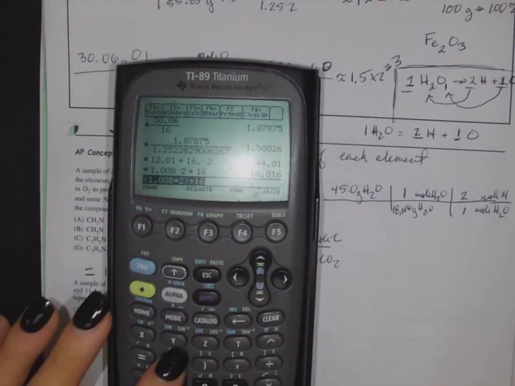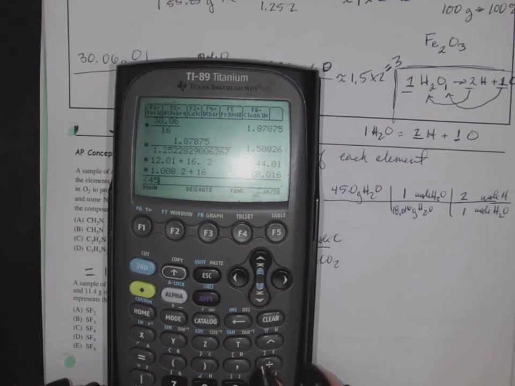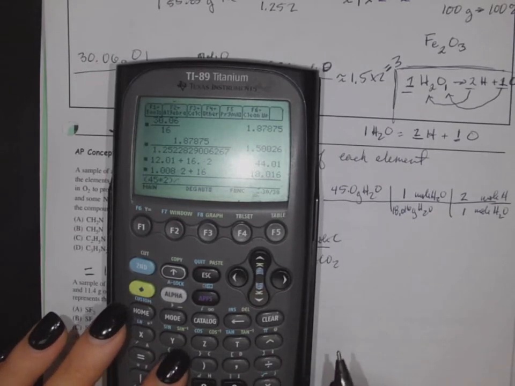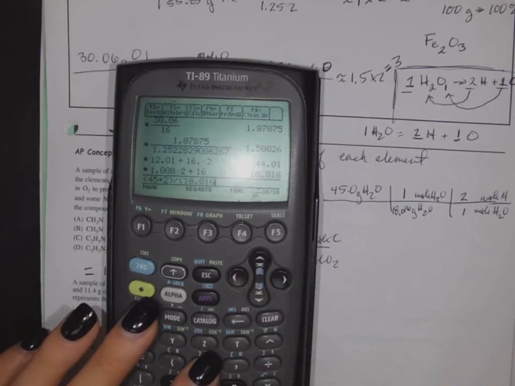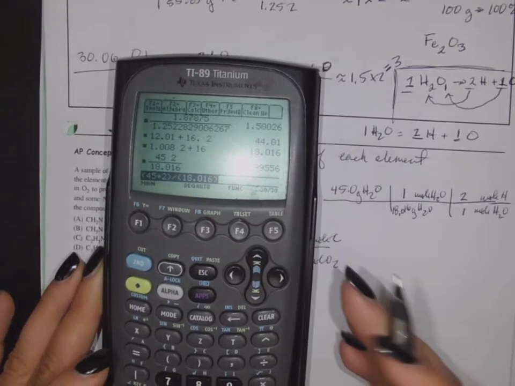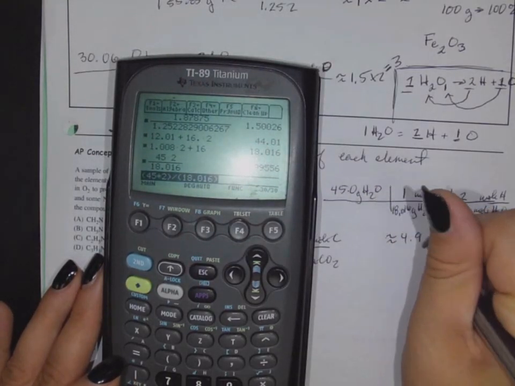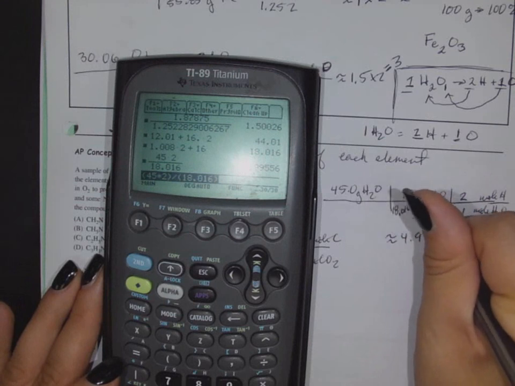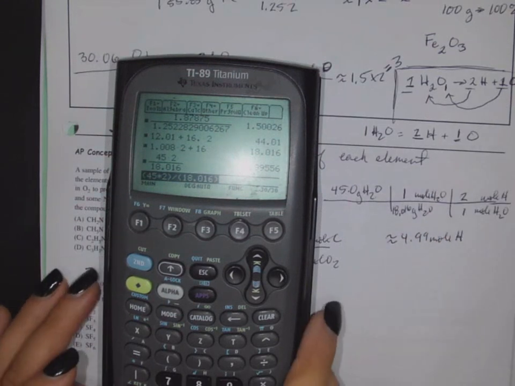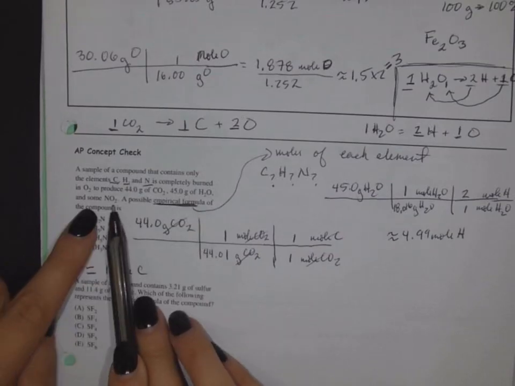All right, so 45 times by 1 times by 2 divided by this 18 number gives me 4.995, or in this case, roughly 4.99 moles of hydrogen. It then goes on to say, and some NO2.